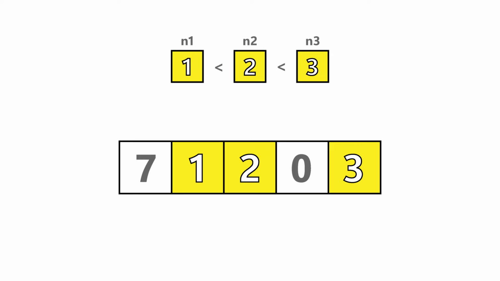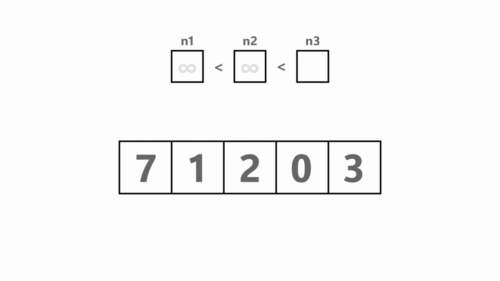We need to find 3 elements in the array, such that the first element is less than the second element, and the second element is less than the third element. To solve this problem, we will set n1 and n2 to infinity initially. Now we will iterate through the array.